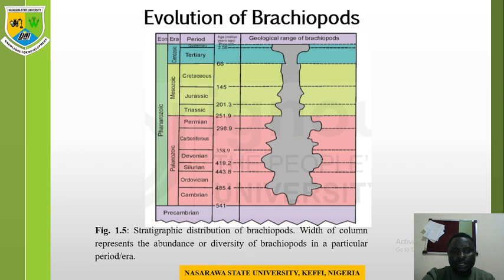This is the stratigraphic distribution of brachiopods. Of course, the width of the column represents the abundance or diversity of brachiopods in a particular period or era. Of course, you can see that they diversify more, they blossom more in the early Paleozoic, between the Cambrian to Permian periods, and of course we saw their decline between the Triassic to the late Cretaceous, and then they begin to boom again around the early Quaternary.